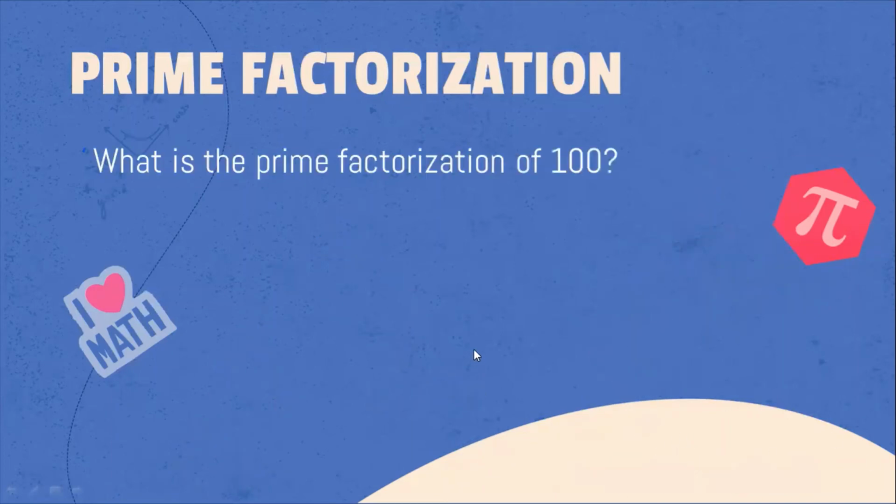Let's have another example. What is the prime factorization of 100? Will you try this one? I'll be giving you enough time. Just look for the two factors of 100, then check if one of the factors is a composite or a prime number. If it is a prime number, stop looking for the factors. If it is a composite number, try to look for the factors which are prime numbers.